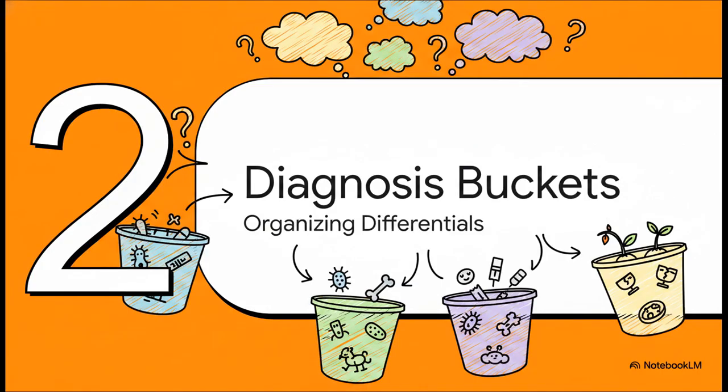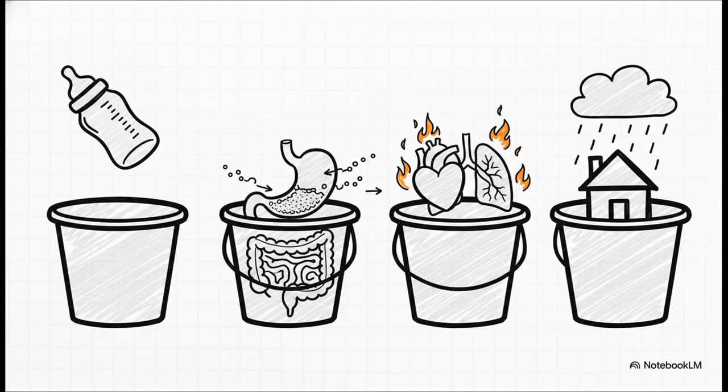Moving right along to Section 2, the 4 diagnosis buckets. Instead of overwhelming yourself with a massive, disorganized list of pediatric conditions, let's break your differential diagnosis down into 4 logical buckets. The crucial point here is that in kids under 2 years old, inadequate intake is the most likely driver. Grouping your differentials like this prevents cognitive overload.